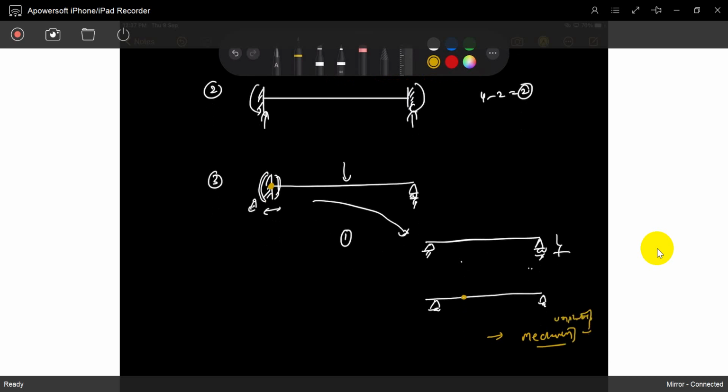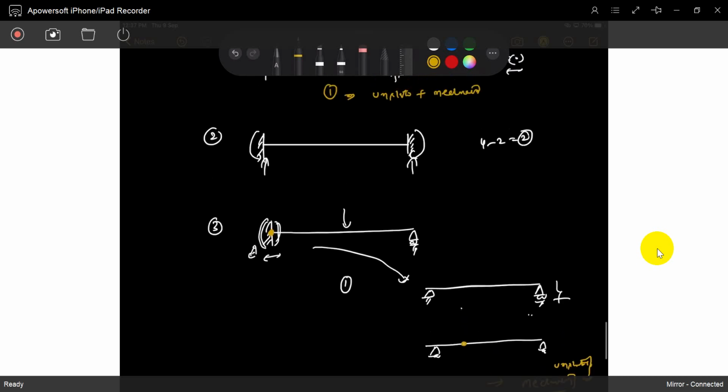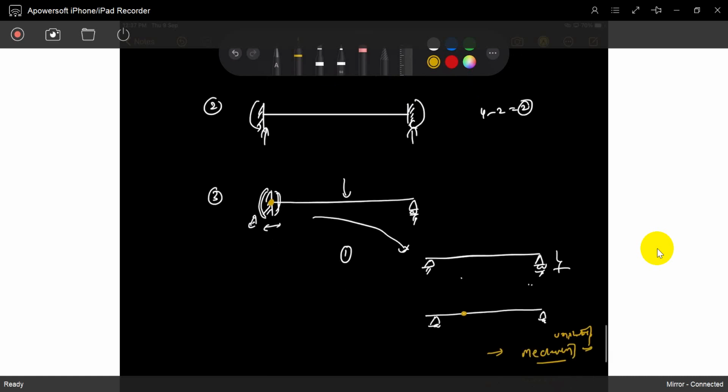Now we can understand. If any structure is reaching the mechanism, it requires at least how many plastic hinges? So this structure requires 2. One is here, one is somewhere here. It reaches the mechanism.